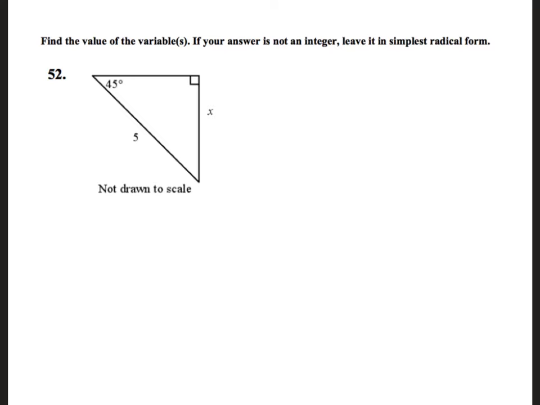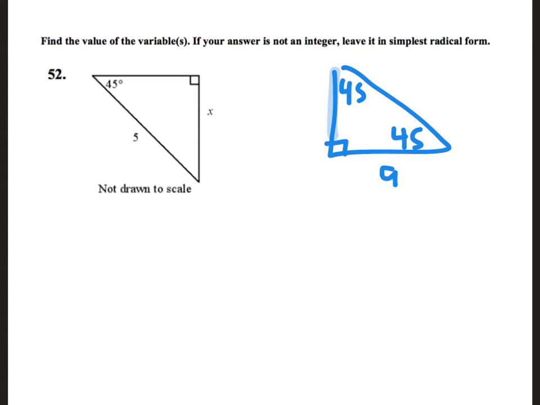Alright, so the first thing we're going to do is figure out, is it a 45, 45, 90 or a 30, 60, 90? This one just so happens to be a 45, 45, 90. So remember, for your 45, 45, 90, your two sides are congruent. Your legs of your triangle. Let's call this one A. This one is also A. And the third one, your hypotenuse, is A times the square root of 2.